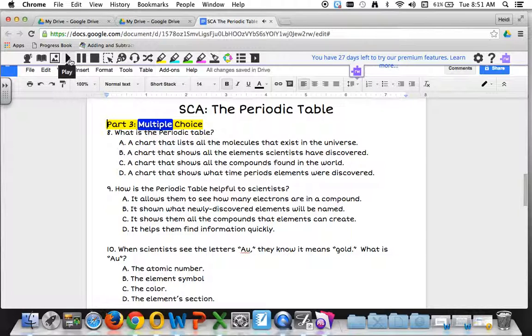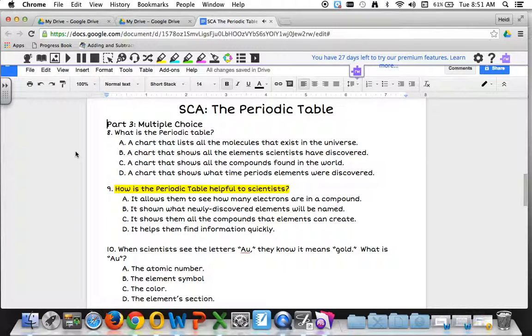Part 3. Multiple choice. 8. What is the periodic table? A. A chart that lists all the molecules that exist in the universe. B. A chart that shows all the elements scientists have discovered. C. A chart that shows all the compounds found in the world. D. A chart that shows what time periods elements were discovered.